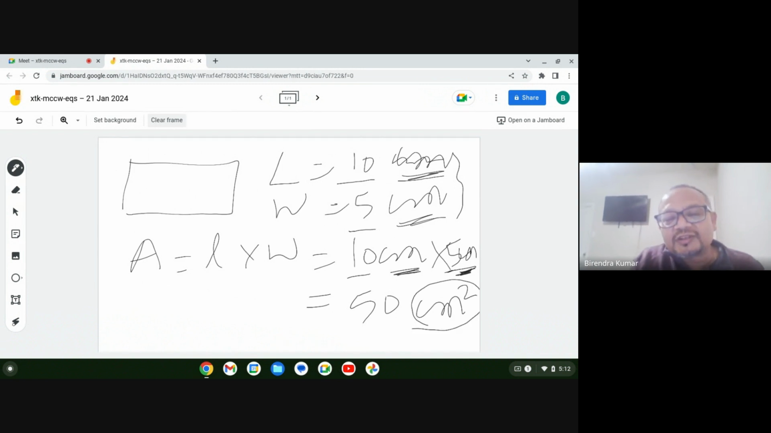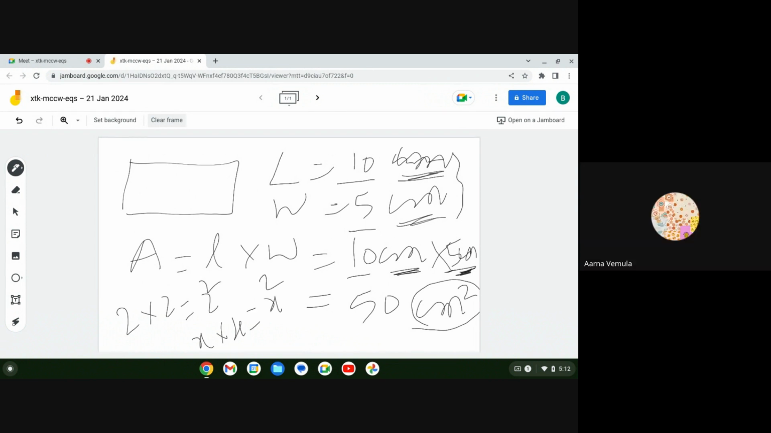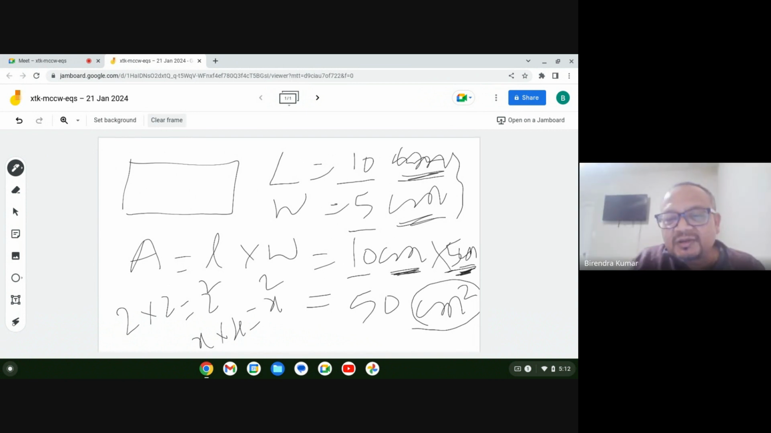See, we learned the exponent thing, right? Where 2 into 2 was becoming 2 square. X into X was becoming X square, right? Same way, centimeter into centimeter becomes centimeter square. So any area that you talk about should have the square of the unit. If it is in inches, it will be inches square. If it's in meter, it will be meter square. If it's centimeter, it will be centimeter square. If it's kilometer, it will be kilometer square.